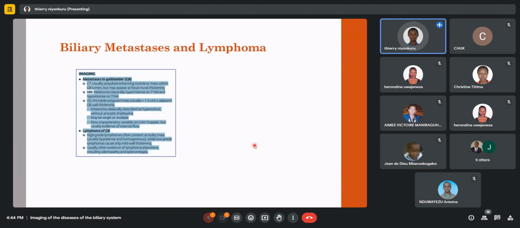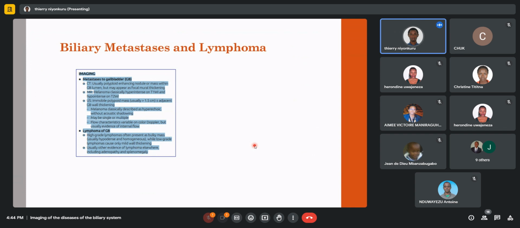Then there are biliary metastasis and lymphoma. Metastasis to the gallbladder usually appears as a polypoid enhancing nodule or mass within the gallbladder lumen, but may have focal thickening, while lymphoma of the gallbladder presents as a bulky mass with low-grade hypodense or homogeneous appearance, while low-grade lymphoma may have mild wall thickening.